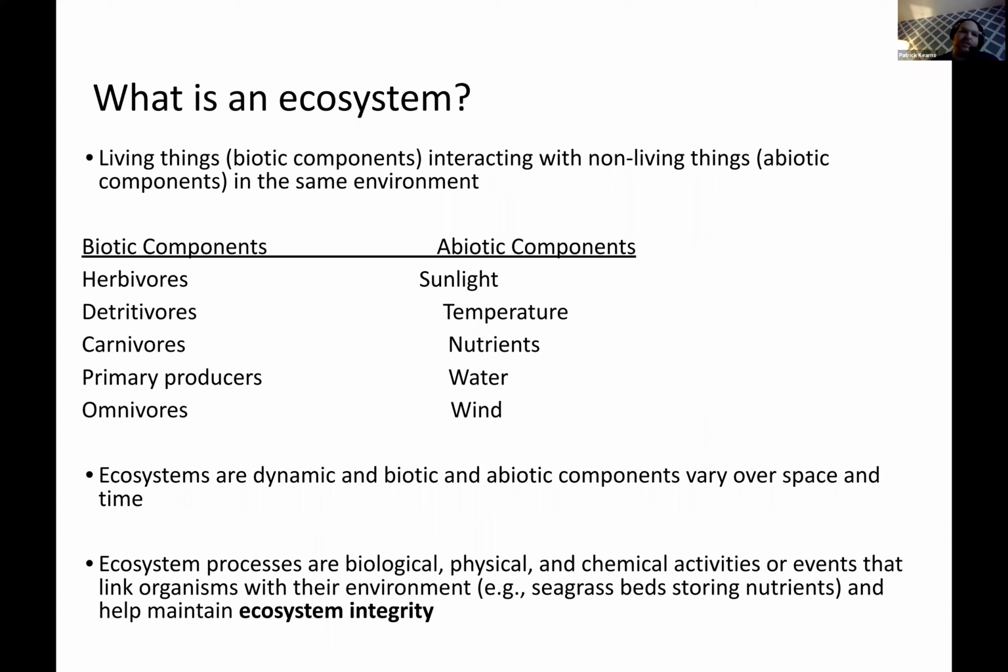So what's an ecosystem? We mentioned this last class, but it's all the living things, what we call the biotic components, interacting with the non-living things, which we would call the abiotic components. And this is all within the same area. When we're thinking about what a biotic component is, this is comprised of herbivores, so plant eaters, detritivores, which eat dead things, carnivores, which are hunters, so they're eating flesh typically, but they can also be what we call omnivores, so eating flesh and plant matter. And then finally, we have our primary producers, which are going to be our plants, our algae, our bacteria, things like that. So that's the living part.